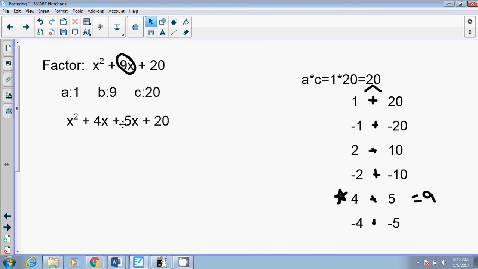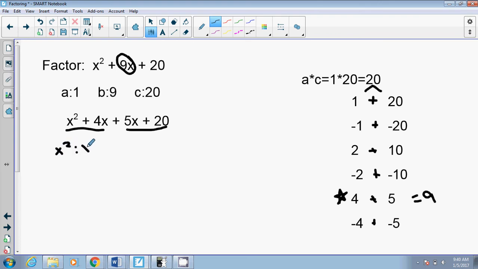And then now I have 4 terms. Anytime you have 4 terms, factor by grouping. So that means group the first 2, group the last 2, find the GCF of the first 2. So again, if you can do this the short way, feel free to. I'm going to do it this method.